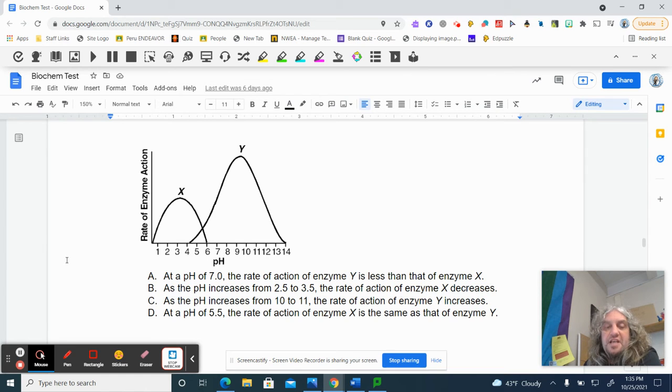A, at a pH of 7, the rate of action of enzyme Y is less than that of enzyme X. B, as the pH increases from 2.5 to 3.5, the rate of action of enzyme X decreases. C, as the pH increases from 10 to 11, the rate of action of enzyme Y increases. D, at a pH of 5.5, the rate of action of enzyme X is the same as that of enzyme Y.